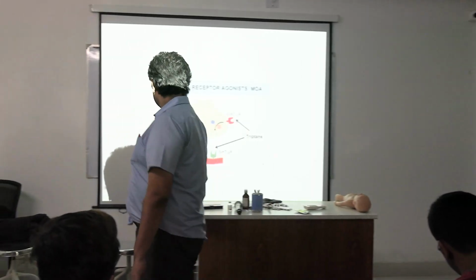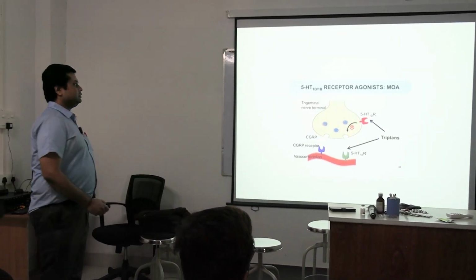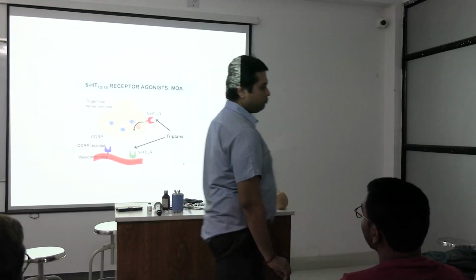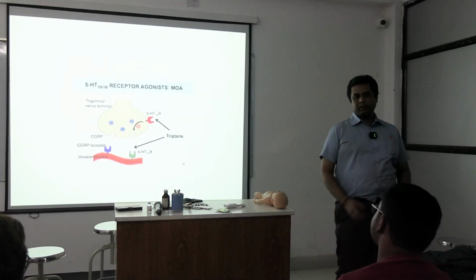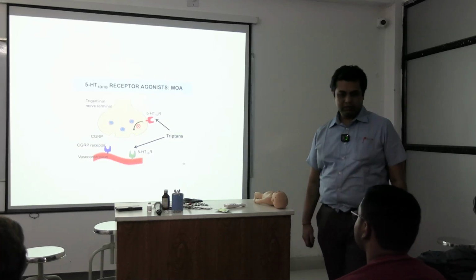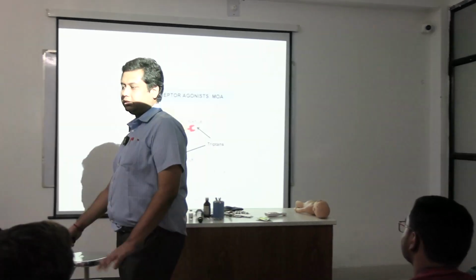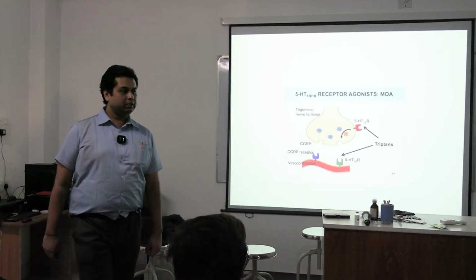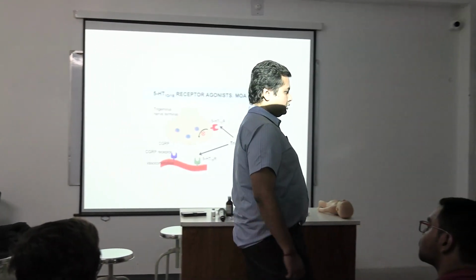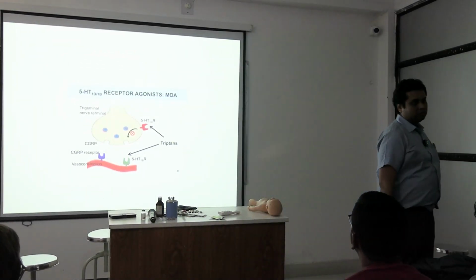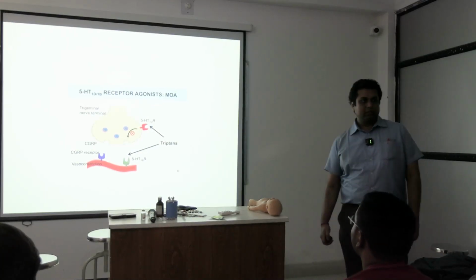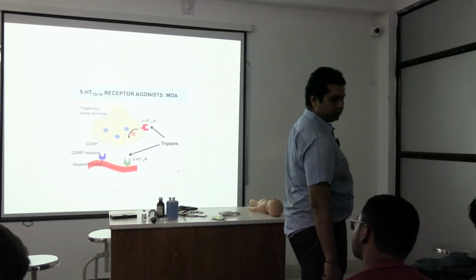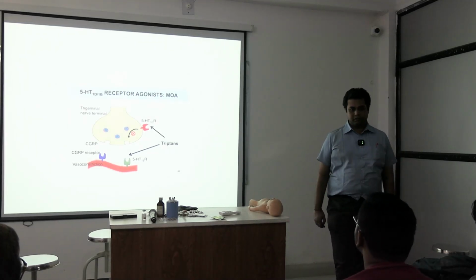So this is the nerve terminal. The 5-HT1D receptor is a presynaptic receptor. Any agonist acting on 5-HT1D prevents release of neurotransmitter, that is CGRP. So 5-HT1D receptor stimulation leads to prevention of release of CGRP. And then there is the 5-HT1B receptor. Stimulation of 5-HT1B receptor leads to vasoconstriction. Prevent release of neurotransmitter and causing vasoconstriction. That is the mechanism of action of triptan.